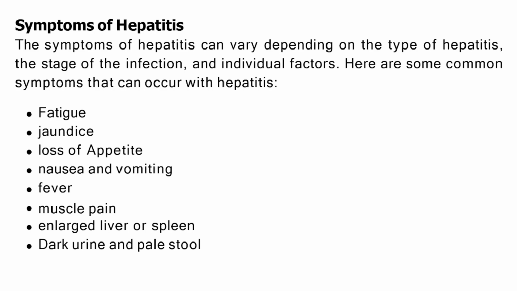Dark urine and pale stool, and an enlarged liver or spleen, are the specific symptoms commonly related to hepatitis. If a patient has an enlarged liver or spleen, or suffers from dark urine and pale stool, the healthcare worker will always recommend a hepatitis test first.